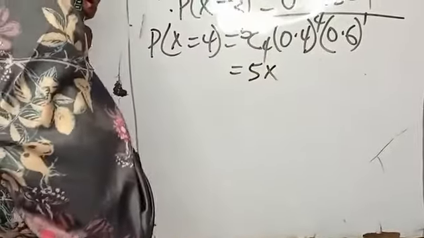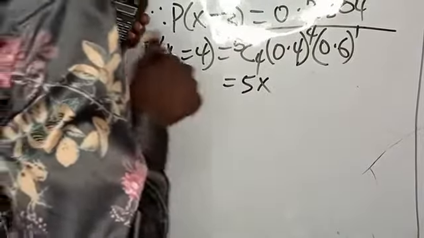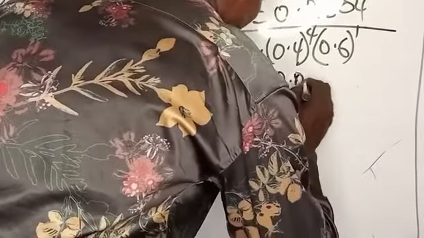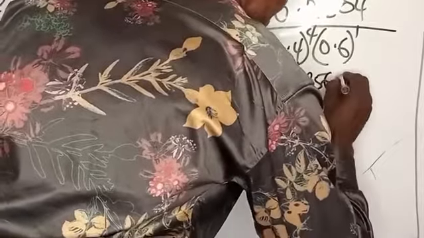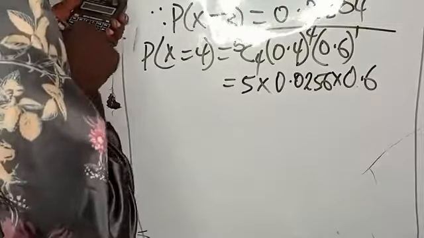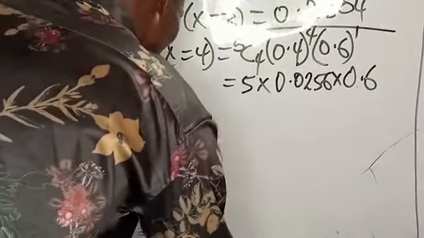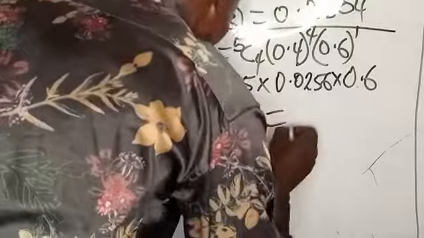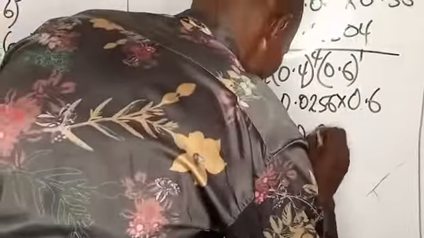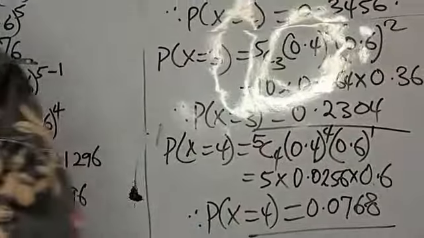That is 5 times 0.4 raised to power 4. That gives us 0.0256 times 0.6. 0.6 raised to power 1 is 0.6. Let's multiply them out. Therefore, probability of x equal to 4 equals 0.0768.